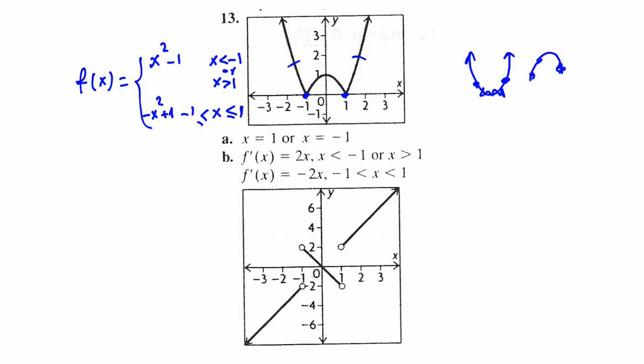Therefore, the graph of the derivative is part of the graph of y equals 2x when x is smaller than negative 1 or bigger than 1. And if x is between negative 1 and 1, it is negative 2x. The question asks to find f prime of 0. For f prime of 0, we use negative 2x, which is 0. For f prime of 3, we use 2 times x, which is 6. And f prime of negative 2 is negative 4, since when x is smaller than negative 1, the derivative is 2x.